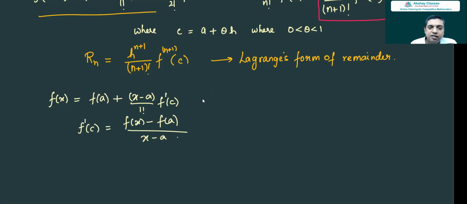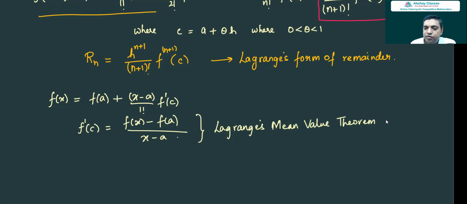So this is Lagrange's mean value theorem. When we stop at this, that means we have ended at the second term, and what we get is Lagrange's mean value theorem. So Lagrange's mean value theorem is a particular case of Taylor's theorem.